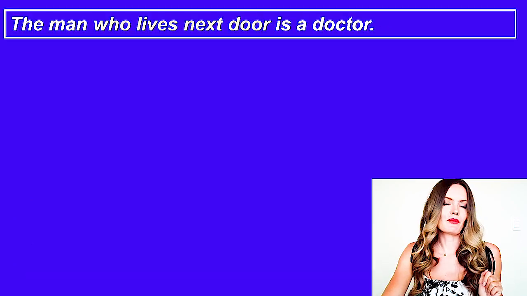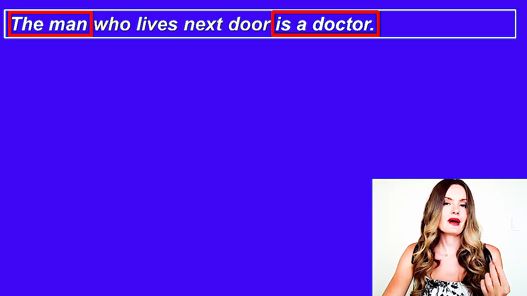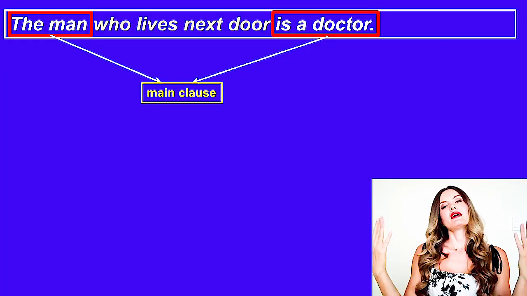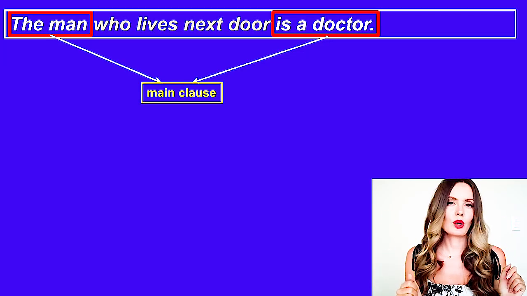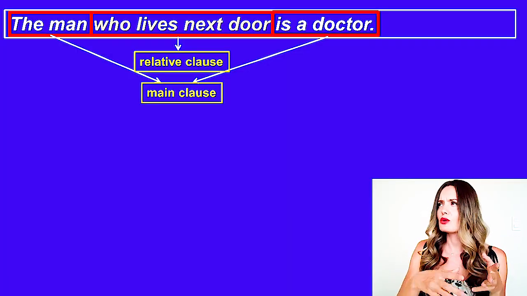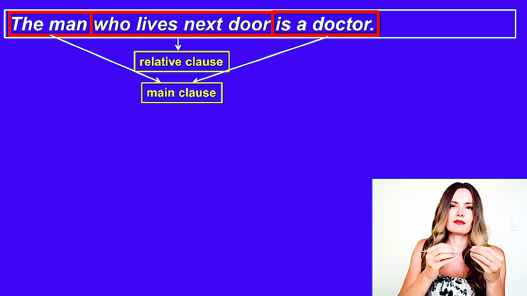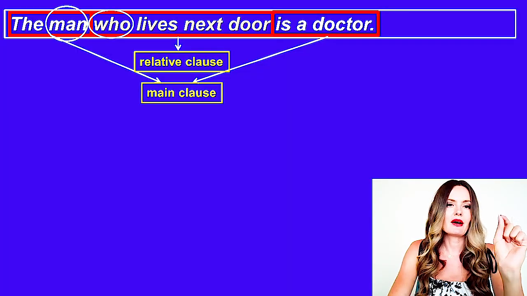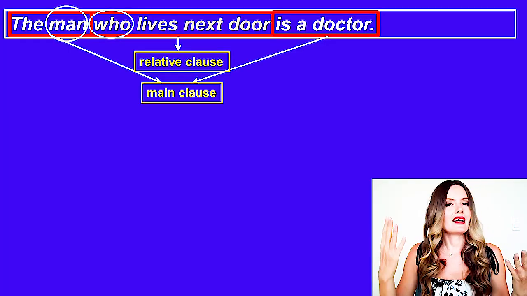So let's take a look at this example. The man who lives next door is a doctor. So the man is a doctor is the main clause, right? If you just say, the man is a doctor, does it make sense? Yes. So it can stand alone. Now, who lives next door is a relative clause. Does it make sense if it stands alone? No, because it depends on the main clause. It gives us extra information about the man, about the noun. And who is a relative pronoun that connects the main clause and the relative clause.